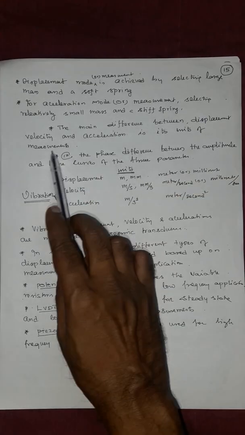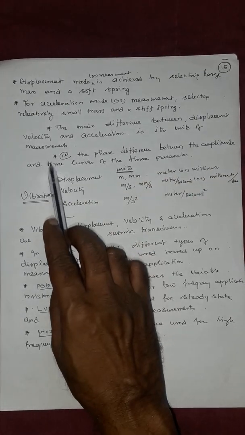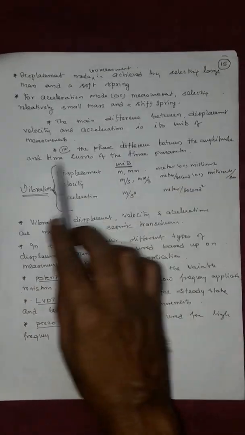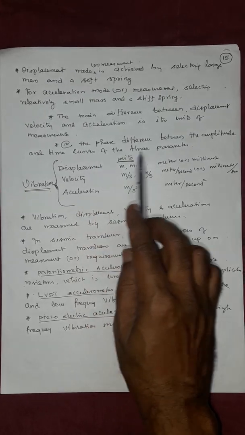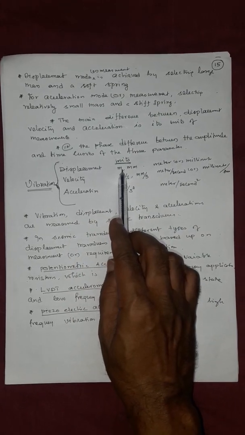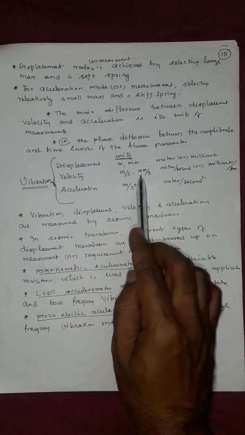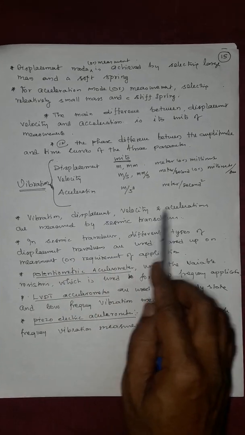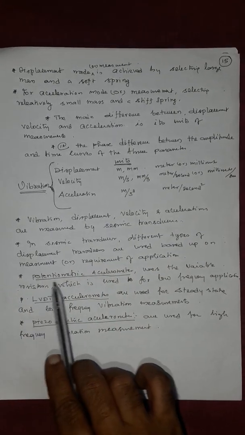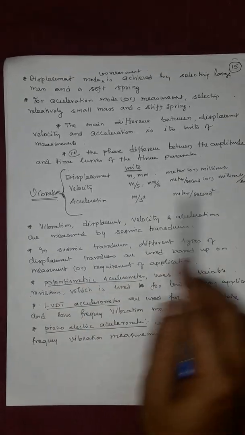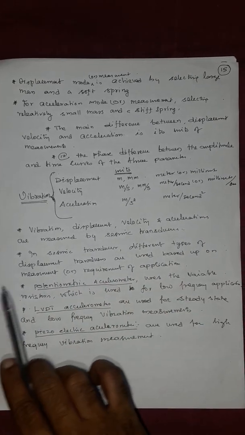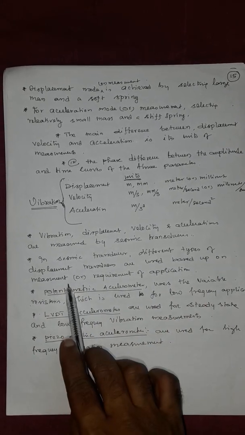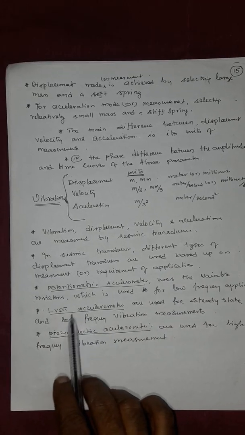The main difference between displacement, velocity and acceleration is the unit of measurement. At the start of this topic, I told about the phase difference between the amplitude and time curves of the three parameters. Displacement, unit is meter or millimeter. Velocity, meter per second. Acceleration, meter per second square. Vibration displacement, velocity and acceleration are measured by a seismic transducer. In a seismic transducer, different types of displacement transducer are used based upon the measurement requirement or application.